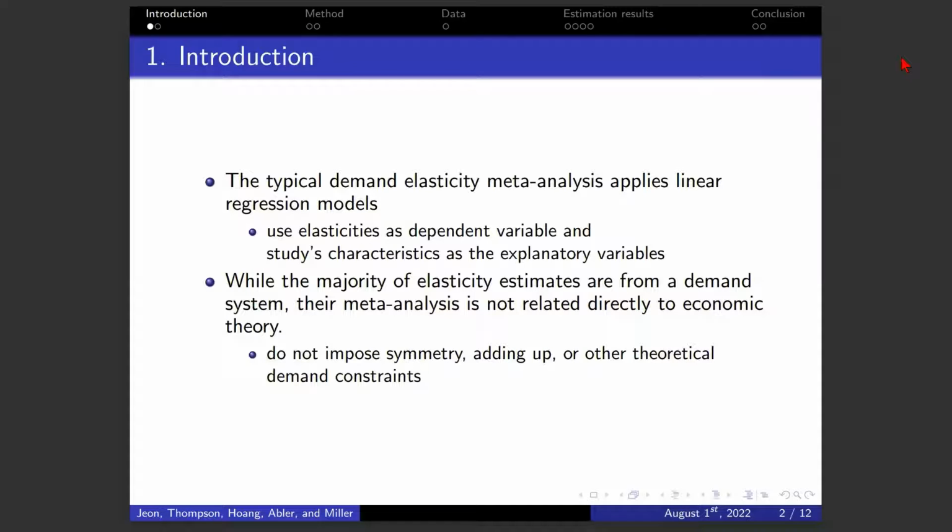The typical meta-analysis of demand elasticities has used linear regression models. They use elasticities as a dependent variable, and each study specific method as the explanatory variables by making them dummy variables. While most demand elasticities are from a demand system, this typical meta-analysis is not directly related to economic theory. They do not impose symmetry, adding up, or other theoretical demand constraints.